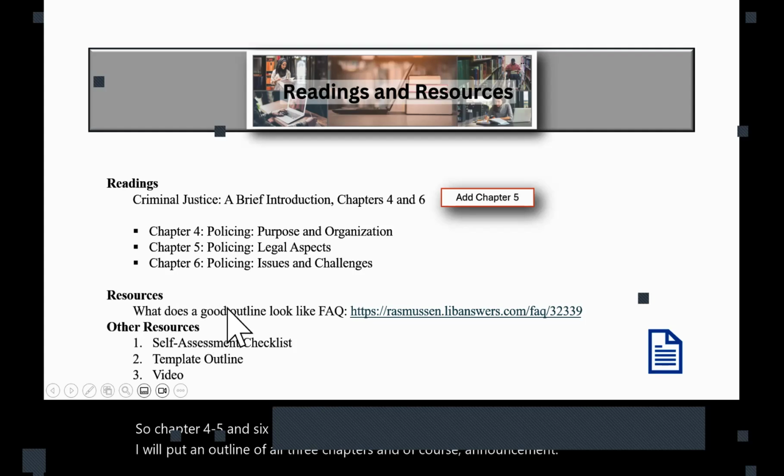Resources. What does a good outline look like? FAQ. This is the document provided by Rasmussen Online Library. Other resources that you might find helpful include a self-assessment checklist, a template outline, and a video, which will all be available to you in the course announcements. Keep in mind, anytime you see an icon like that, you know the item is available for you in the course announcements.